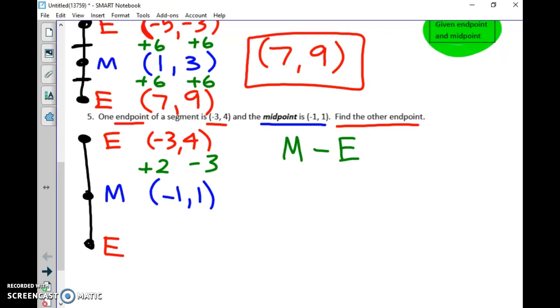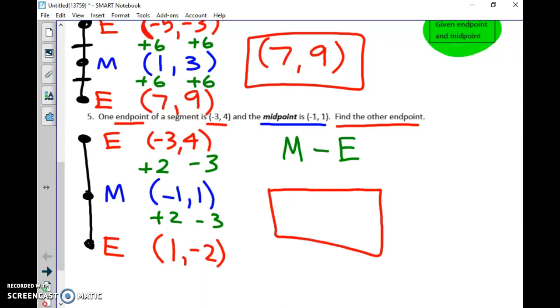Continue the pattern. So what is negative 1 plus 2 right here? Positive 1. If you didn't know that, you can do those little computations in your calculator, right? And then over here, this one is going to be minus 3. We're matching it up. What is 1 minus 3? Negative 2. So my final answer for the other endpoint is going to be 1, negative 2.